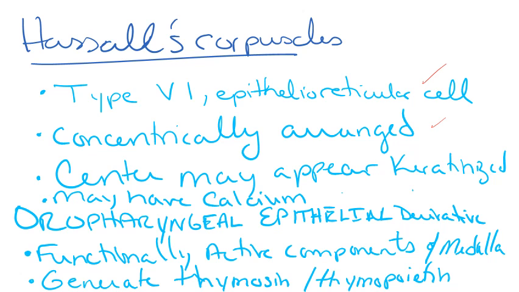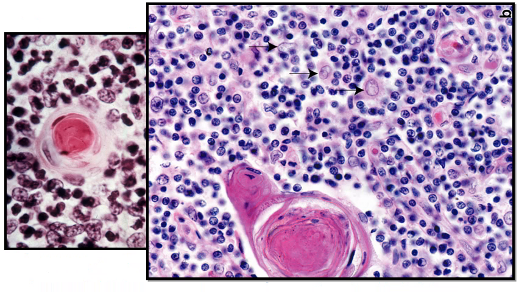All right, so they have a different origin than what you think it would, since the thymus lies above the heart in the fetus. In the neonate, the oropharyngeal epithelial derivative is a little far away from where it needed to be. So, needless to say, they are the functionally active components of the medulla, and they generate thymosin and thymopoietin. So here are just some examples of our Hassall corpuscle, and the arrows are pointing to our type 5 cells that are going to be responsible for our selection.